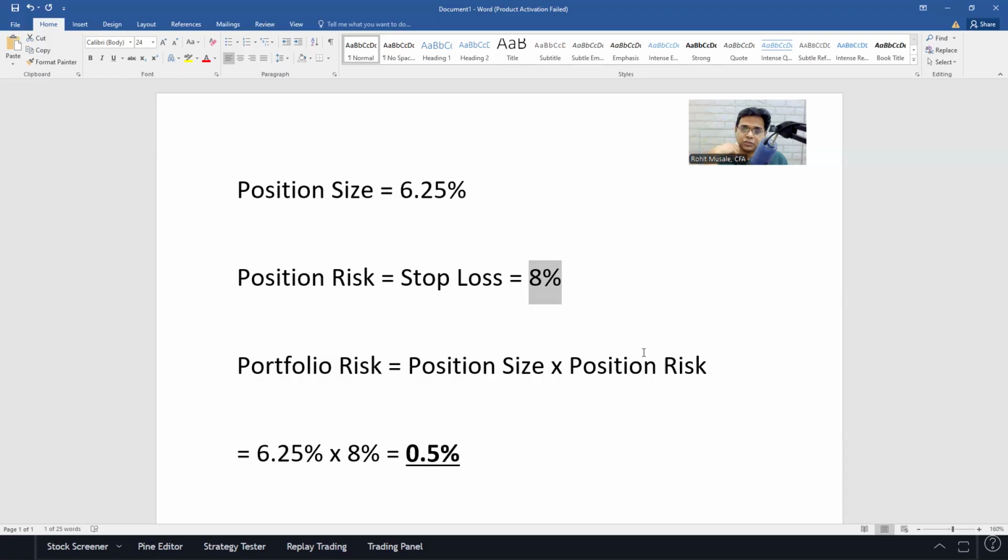Number five, what is your personal situation? A guy at age 25 will have a different position size compared to a guy who is 55 years old or 75 years old. That's personal situation. Another example: let's say you are having a bad day at the office or you had a fight with your spouse. On that day, please don't take a high position size. Okay, that's personal situation.